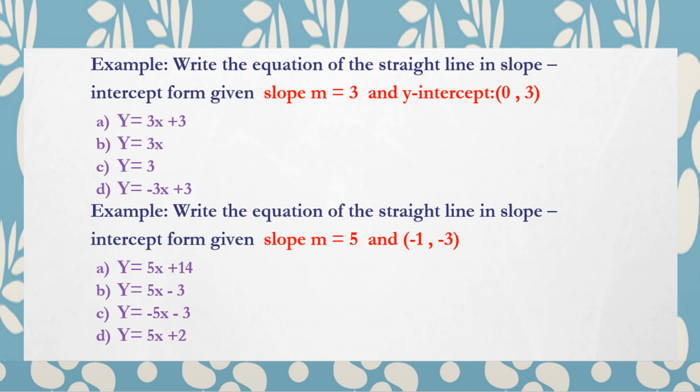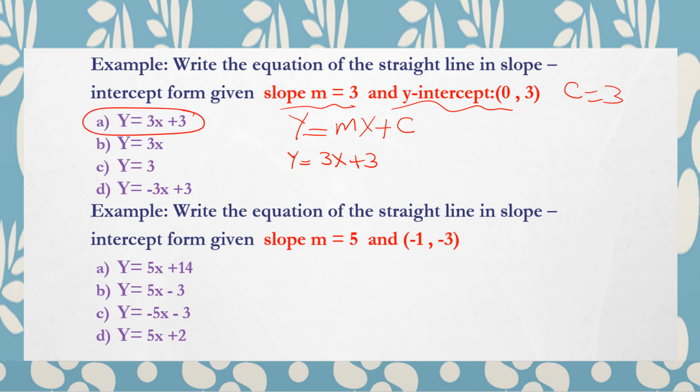Again, write the equation of the straight line in slope-intercept form from a given slope m equals 3 and y-intercept (0, 3), and here c equals 3 as c is the y-intercept. So the straight line equation in slope-intercept form is y equals mx plus c, and here m equals 3, so 3x, and c equals 3 also. So the equation of the straight line is y equals 3x plus 3, and the correct answer is A.